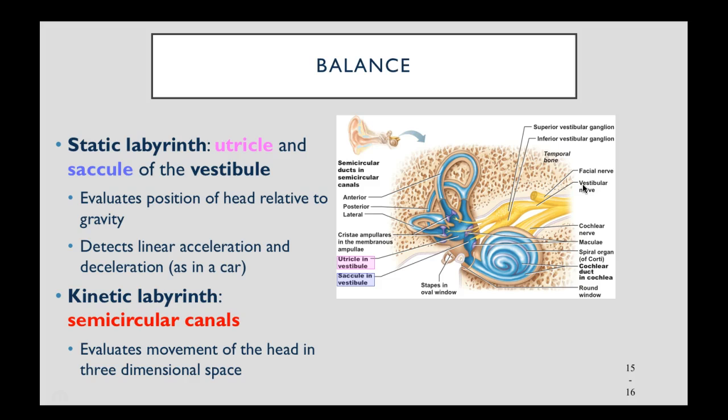So we have a kinetic labyrinth as well. So this utricle and saccule is responsible for static equilibrium. So we call this our static labyrinth. Whereas our semicircular canals that we mentioned at the beginning of this lecture, they're responsible for kinetic or dynamic equilibrium. So we are going to call this the kinetic labyrinth. And this helps to evaluate our movement of our head in more of a three-dimensional space. So if you are on a roller coaster spinning in circles, things like that.